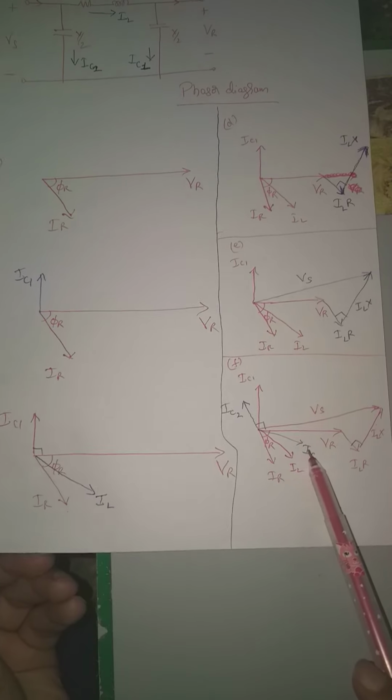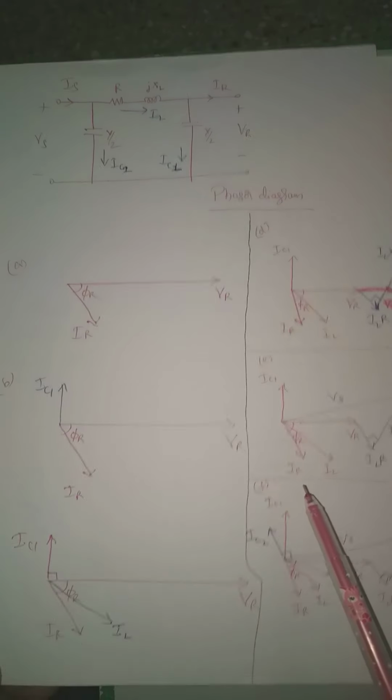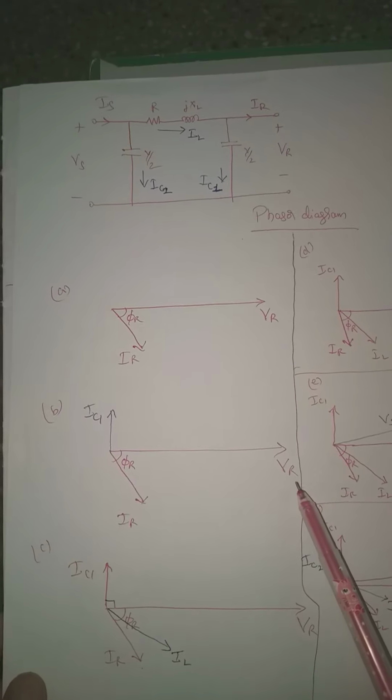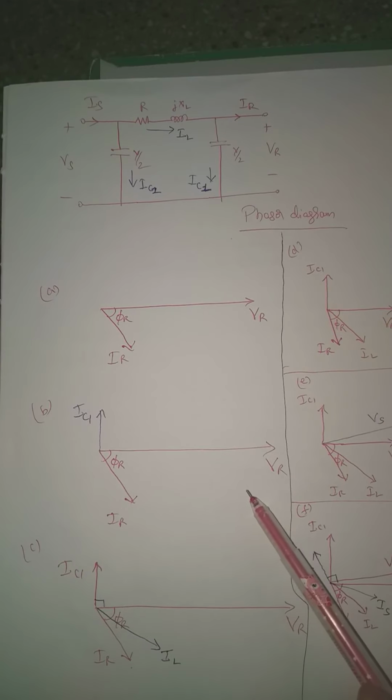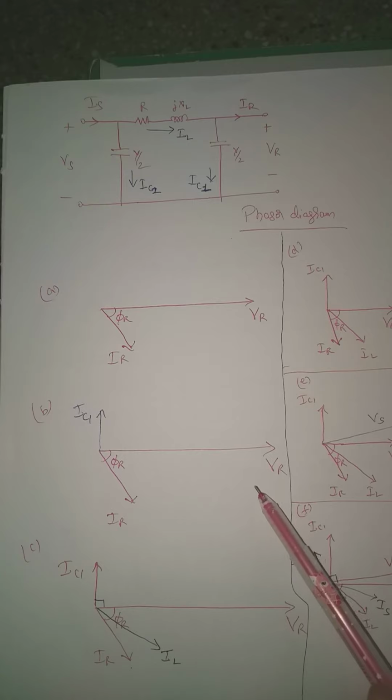So this finishes the phasor diagram for the nominal pi model of a medium transmission line. In the next video, I'll go for the nominal T arrangement of a medium transmission line.